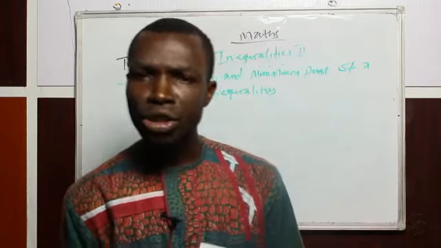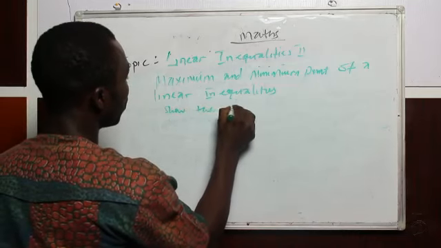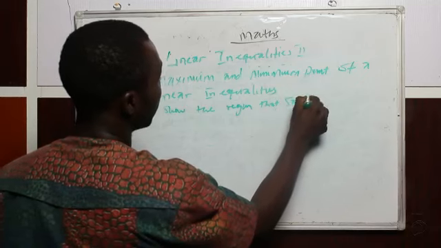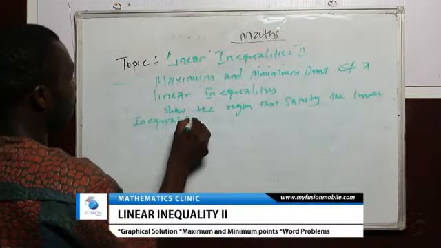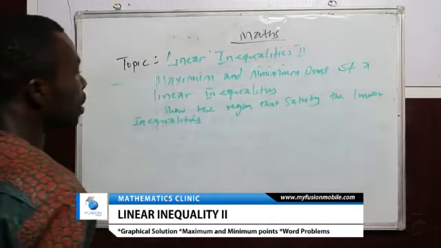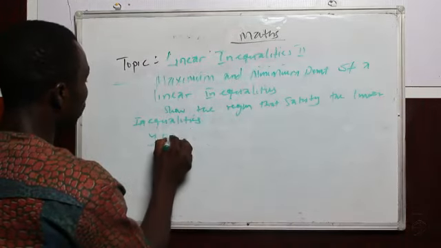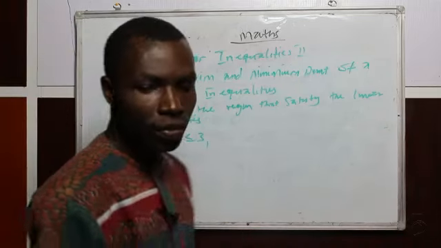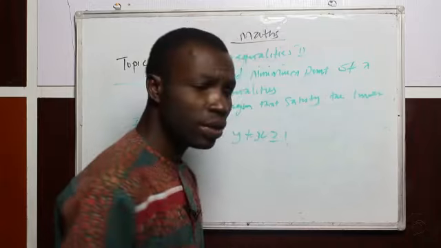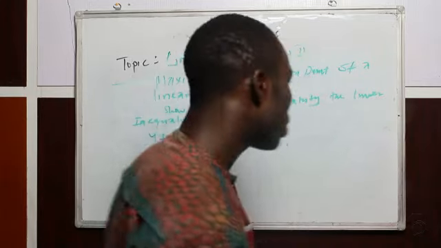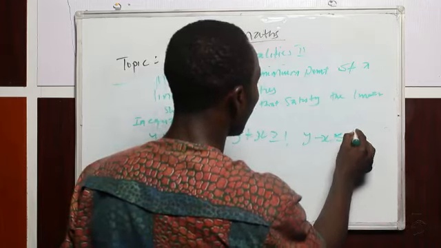Let us consider this question. Example 1: show the region that satisfies the linear inequalities. The linear inequality shows the region that satisfies y plus x is less than or equal to 3, y plus x is greater than or equal to 1, and the last one, y minus x is less than or equal to 1.